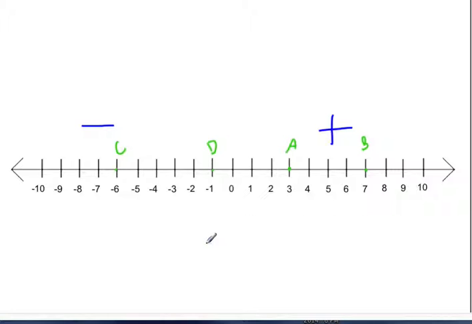How about letter B? Letter B is represented by a 7. C, if you said that number is -6, you're right. And letter D would be -1.